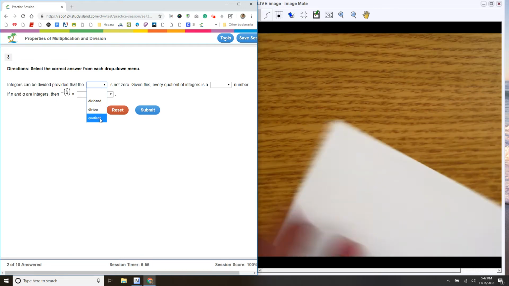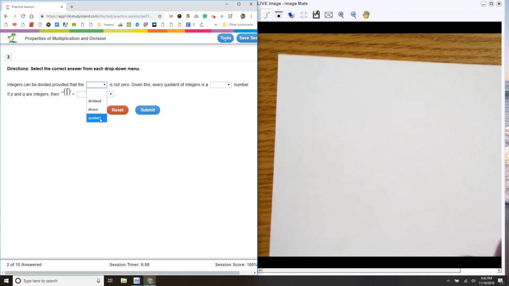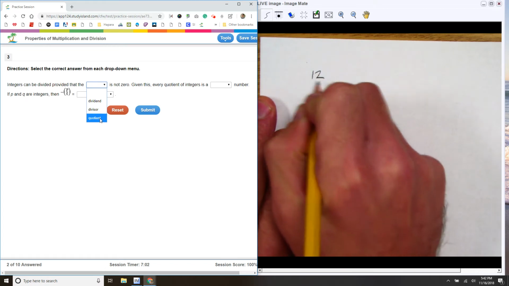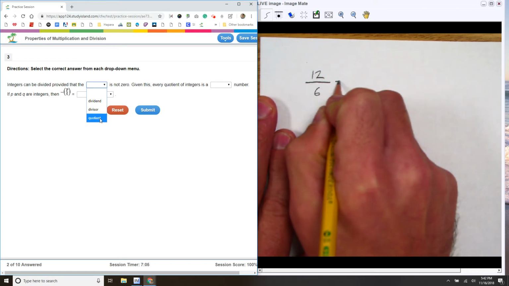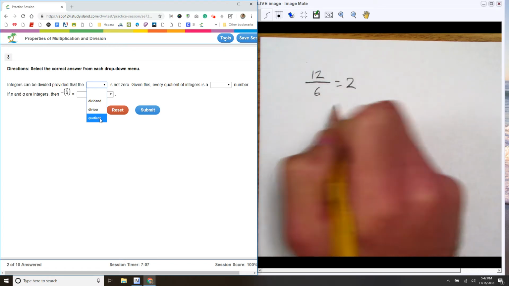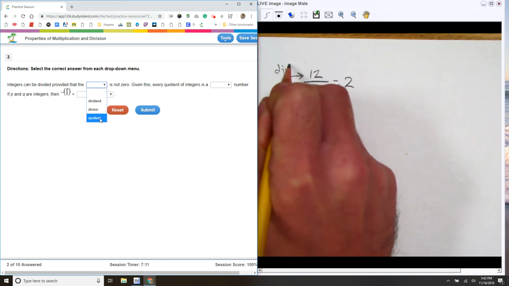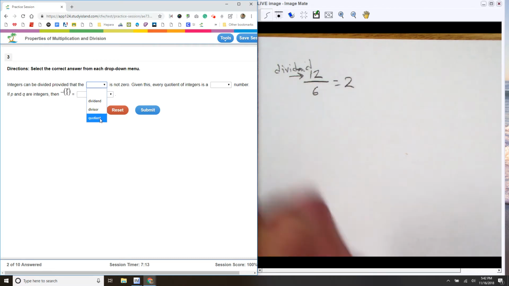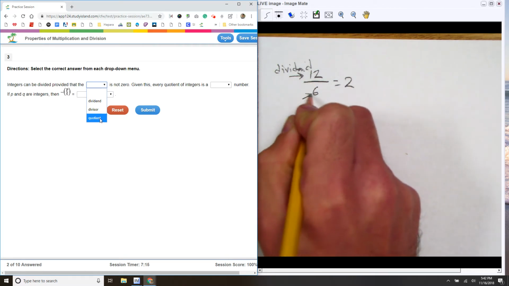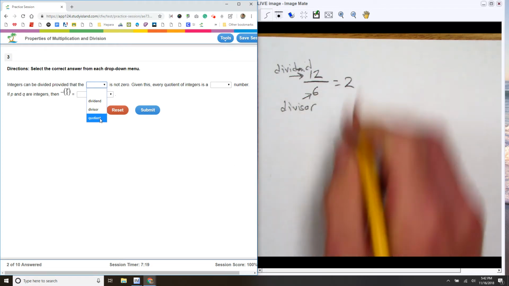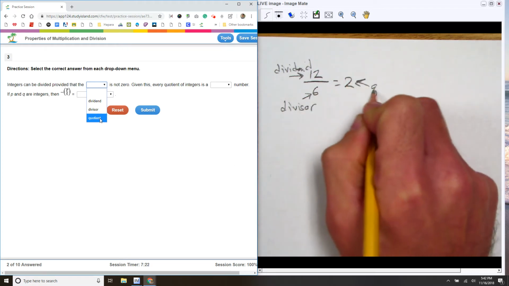So let's take a really quick, easy division problem so that we can identify that. Let's say we had 12 divided by 6 equals 2. 12 divided by 6 is 2. 12 is our dividend. It's the thing being divided. 6 is our divisor. It's what we're dividing it by. And 2 is the quotient.